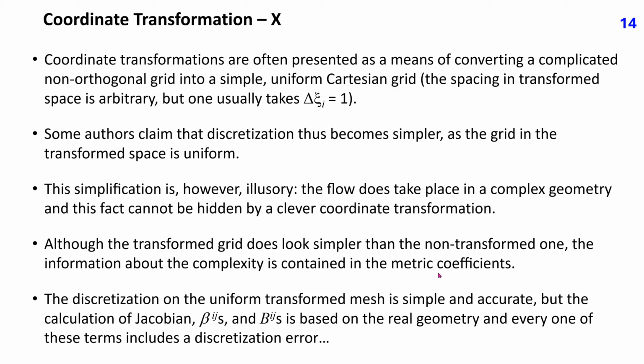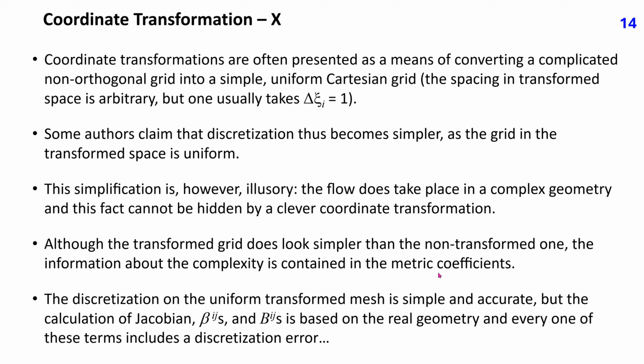Coordinate transformations are often presented as a means of converting a complicated non-orthogonal grid into a simple, uniform Cartesian grid. The spacing in transformed space is arbitrary, but one usually takes delta psi I equal to unity. Some authors claim that discretization thus becomes simpler, as the grid in the transformed space is uniform. This simplification is, however, illusory. The flow does take place in a complex geometry, and this fact cannot be hidden by a clever coordinate transformation.